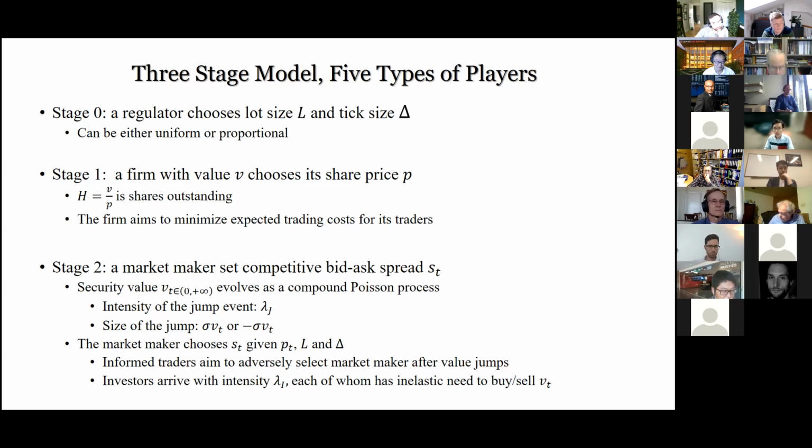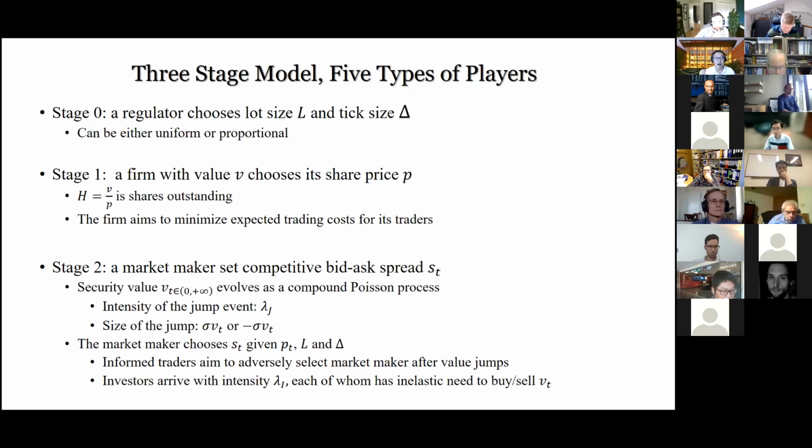So what does the firm do? The firm aims to minimize the expected trading cost for its traders. Or you can consider that the firm wants to maximize its liquidity at the time, either through a split or IPO. And I see John Sing is here. And after that, stage 2 is something similar to your model.